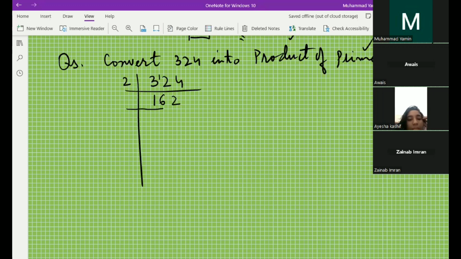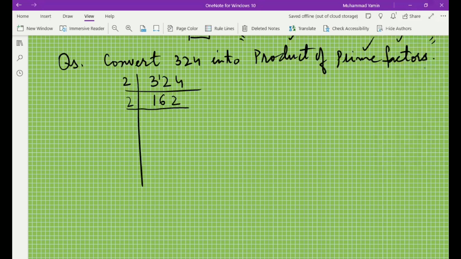Again, we take the same process and think that this is an even number, so that will go on with 2. And now it will be 2 8s are 16 and 2 1s are 2. Now, this is not an even number. Why is it not an even number? Because the last digit is not an even number. If the last digit is an even number, then the whole number is an even number. If the last digit is an odd number, then the whole number is an odd number. Now, since it is not an even number, it will not be divisible by 2.